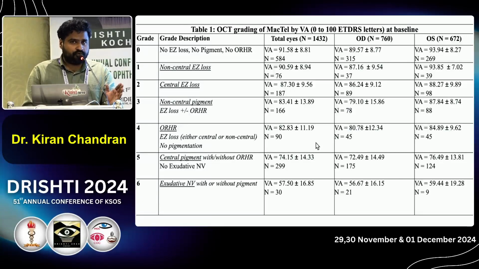Our staging closely mirrored that of the Western population, in which grade 0 was no EZ loss, grade 1 non-central EZ loss, grade 2 central EZ loss, grade 3 non-central pigmentation, grade 4 outer retinal hyperreflectivity, grade 5 central pigmentation, and grade 6 exudative neovascularization. Again, the visual acuity declined as the grade of MacTel progressed, but the only difference was that in our cohort the visual acuity is slightly better compared to that of the Western population.